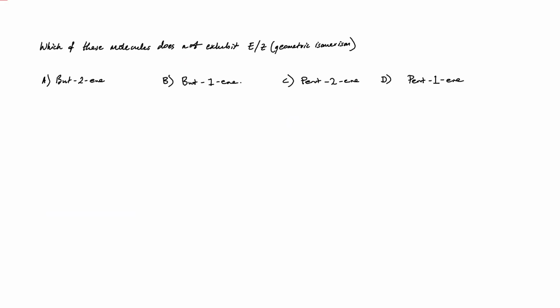So we can have a look at this question. If you want to have a read through that: which of these molecules does not exhibit EZ or geometric isomerism? You've got but-2-ene, but-1-ene, pent-2-ene, and finally pent-1-ene. So which of these, may be more than one, may only be one, exhibits no EZ isomerism whatsoever? Now it might be worth drawing them out, giving it a go, and see if you can identify any, and try and justify why you've said these molecules or molecule has no EZ isomerism. So great time to pause the video, have a go and see what you get.